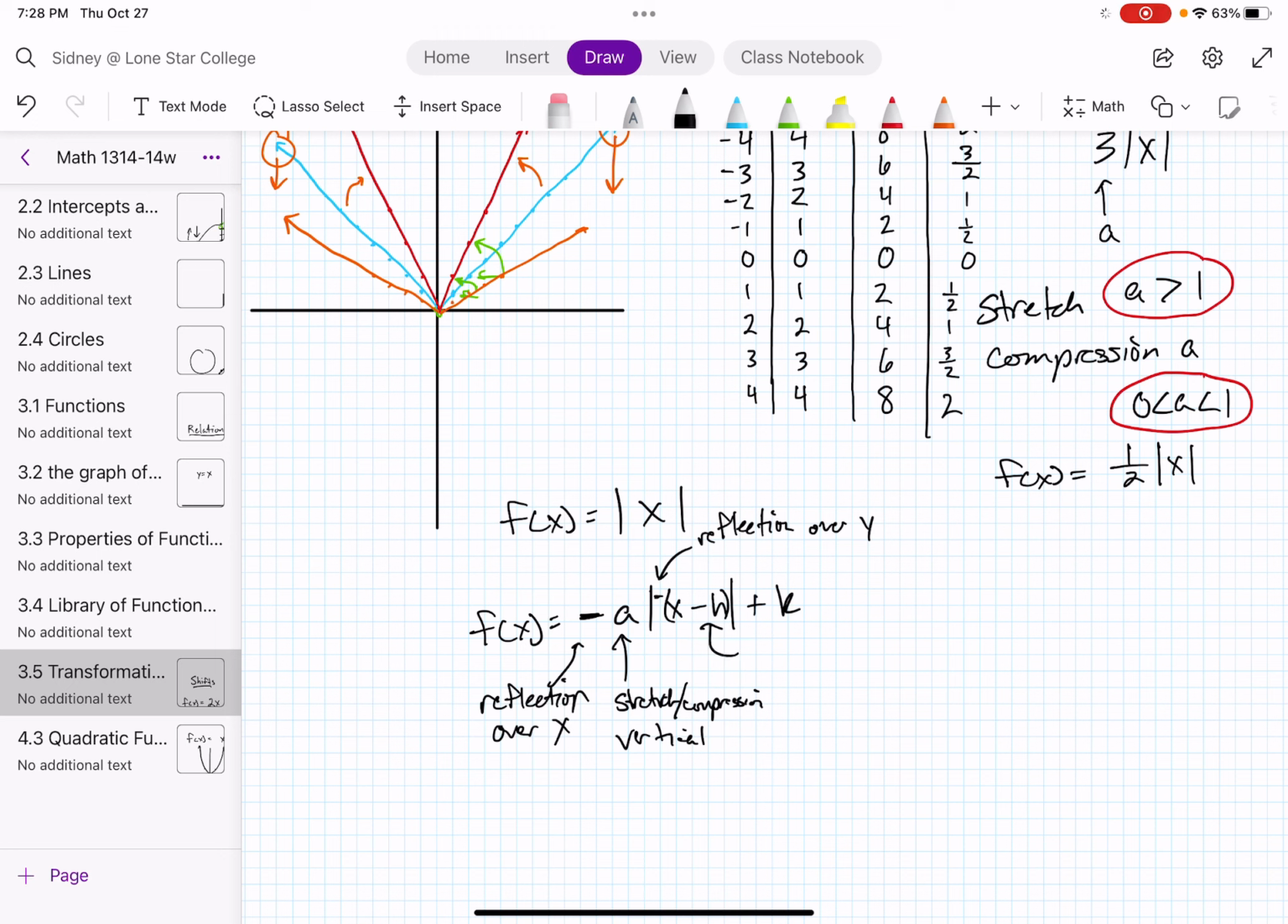We have our horizontal shift. And lastly, we have our vertical shift. All the different things that we can do to this. Shift it up, down, left, right. We can reflect it over the x-axis, reflect it over the y-axis, and we can actually change the shape, stretching and compressing it vertically.